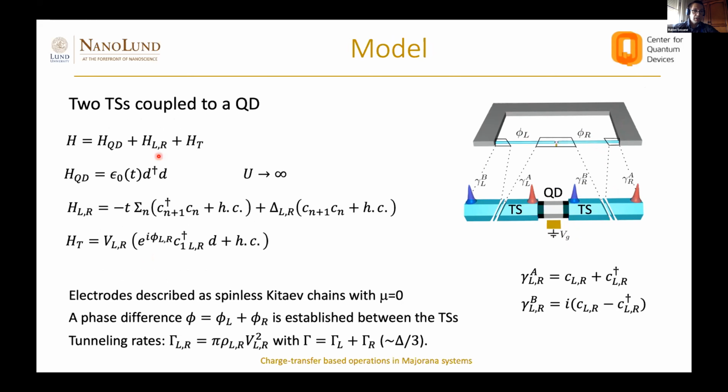The Hamiltonian is given on the left, where the quantum dot is represented by a spinless electron level. The left and the right Majorana wires are described by a simple Kitaev chain, where we consider that the chemical potential is at 0 for simplicity. And this is the tunneling between the left and the right topological superconductors and the quantum dot.